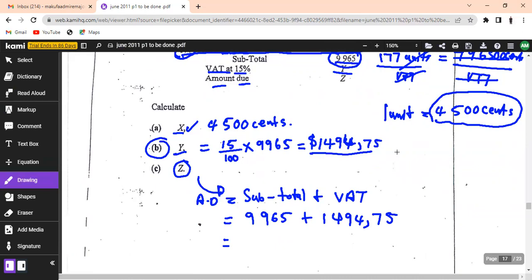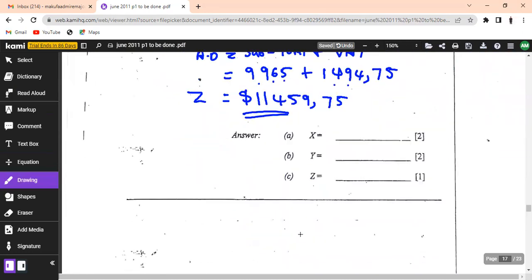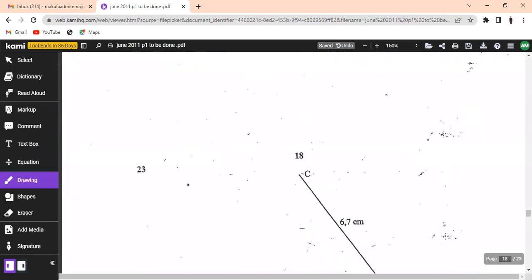So it's going to give us something like 11,459.75. Okay, if we add properly, guys, it's going to be something like this. So this is your Z here, which is the amount due. So as you can see, guys, just imagine from this amount and look what you're paying as a tax, which goes to the government, not part of the shop, not part of the owner, but it goes direct to the government. That is the added tax that you pay in each and every item that you buy. So you must know that, guys.